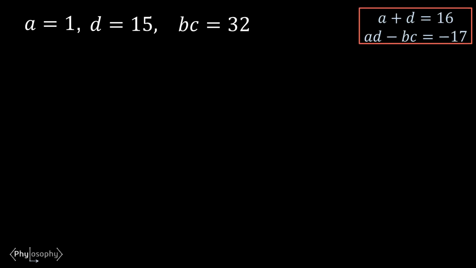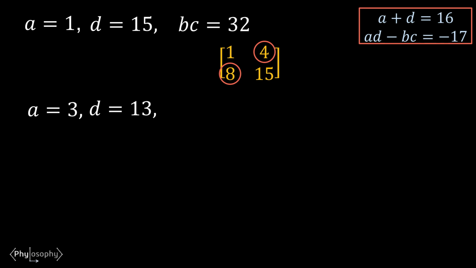Now let's consider a equal to 1. Then d will be 15 and bc will be 32 according to these equations. So one possible matrix is 1, 4, 8, 15, but here 4 and 8 are not co-prime, so it cannot be the solution. Now let's set a equal to 3, then d will be 13 and b times c will be 56. Therefore the possible matrix could be 3, 7, 8, 13. But according to the question, there are only 2 prime numbers, so this also cannot be the solution.